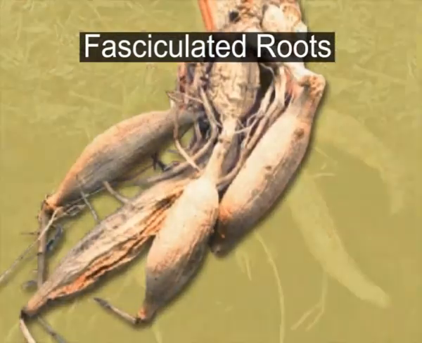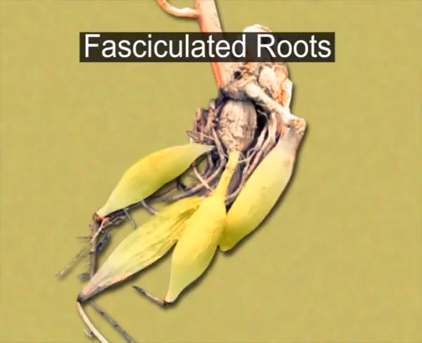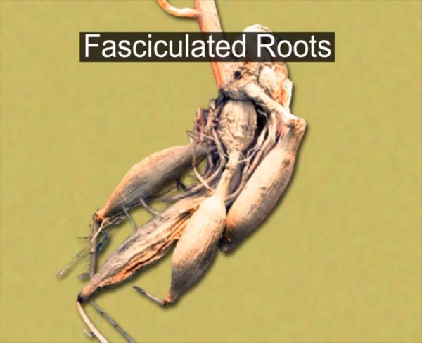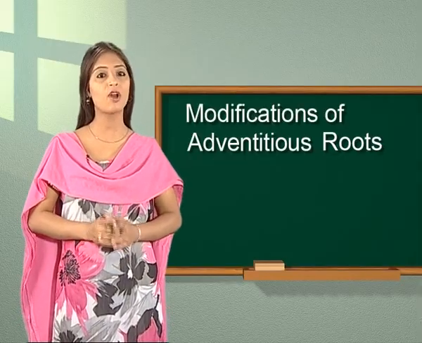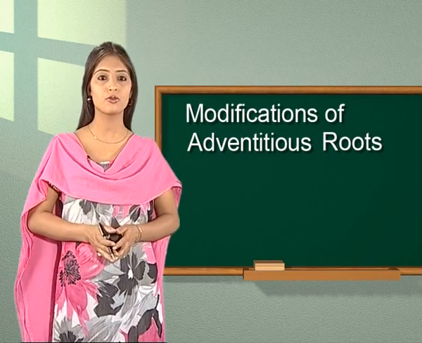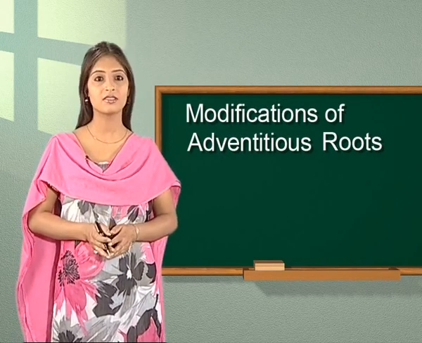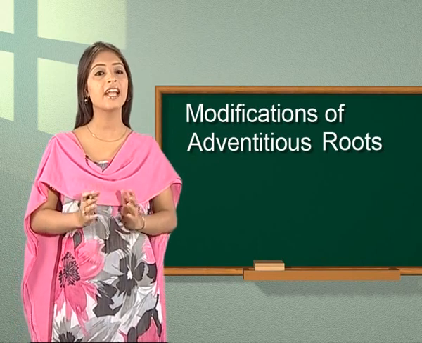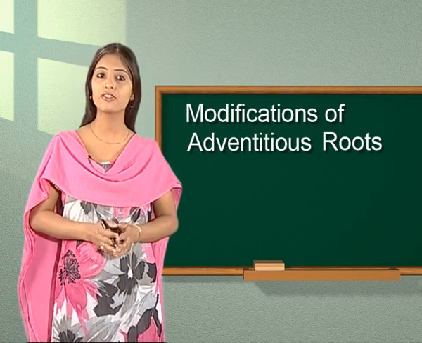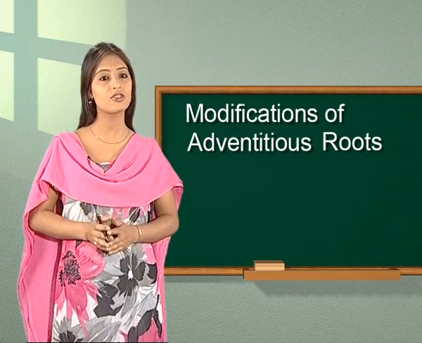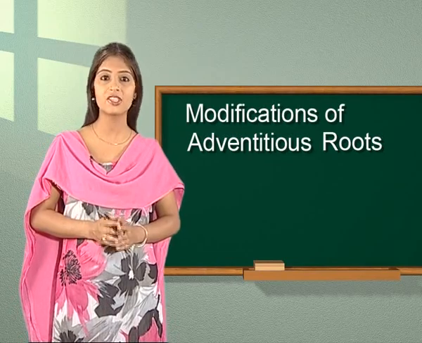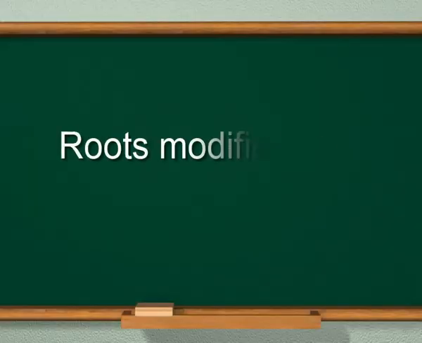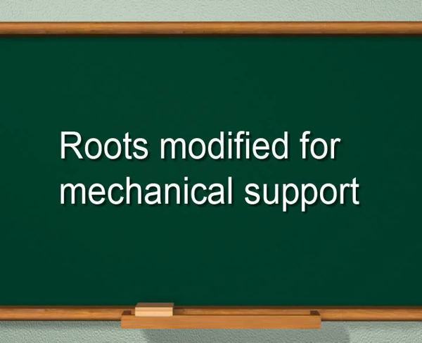In this type, the swollen, fleshy, tuberous root occurs in clusters at the base of the stem, as shown here. Students, these were some common modifications of adventitious roots for storage of food. As discussed earlier, adventitious roots are modified to perform several other functions also. So let us check some more modifications of adventitious root, that is, roots modified for mechanical support.